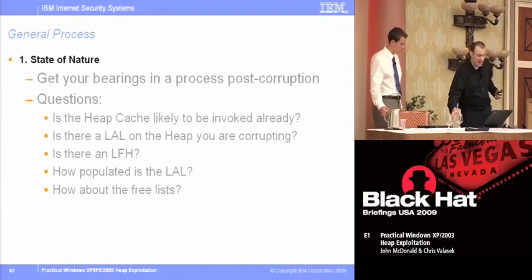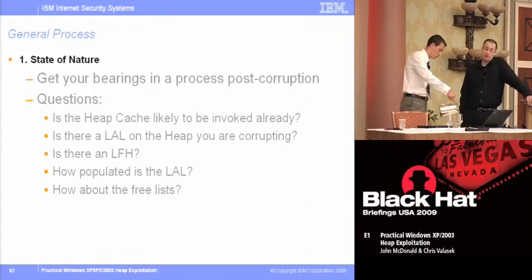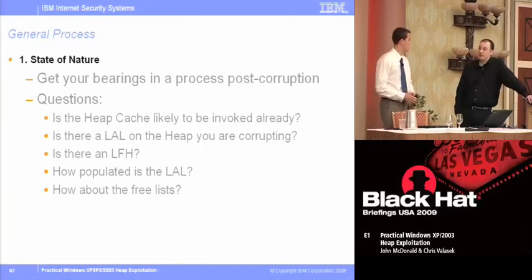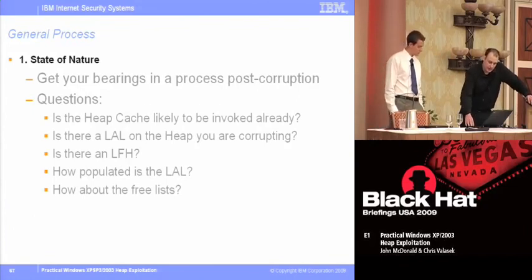So some good questions to ask are, is the heap cache going to be invoked? Can we invoke it? Do we want to invoke it? Is there a lookaside list? Is it using the LFH front end? How populated is it? What did the lookaside list look like? That kind of thing. Basically, you just want to get a feel for the behavior of the application.